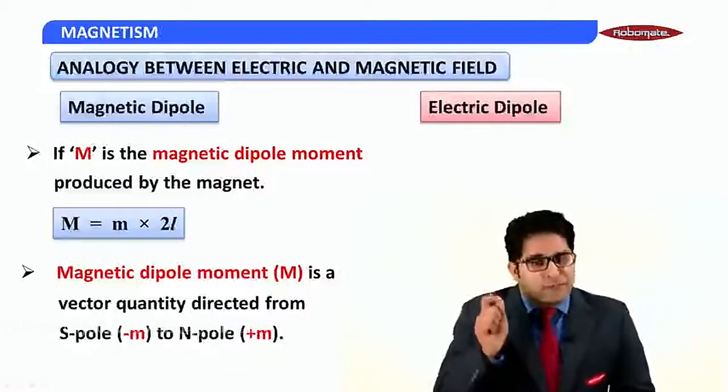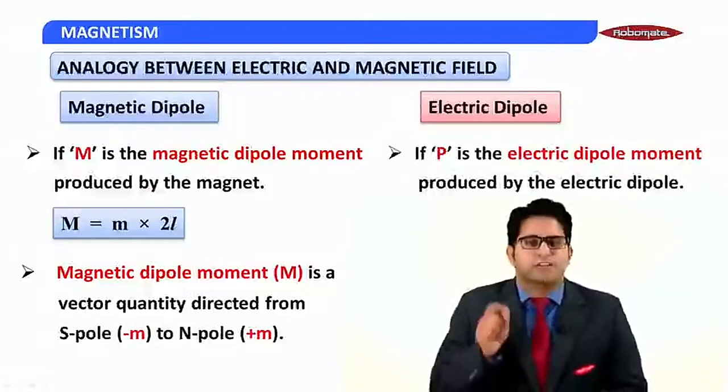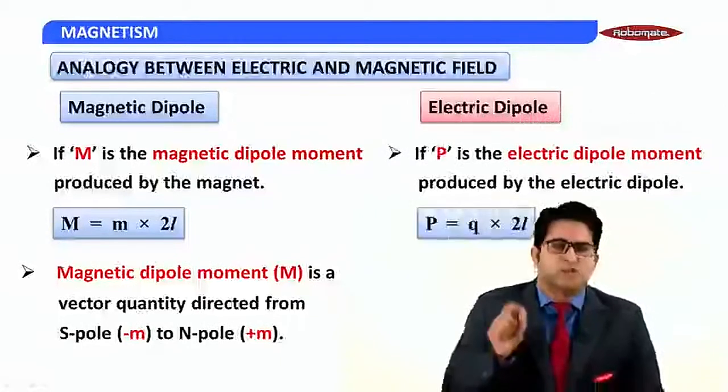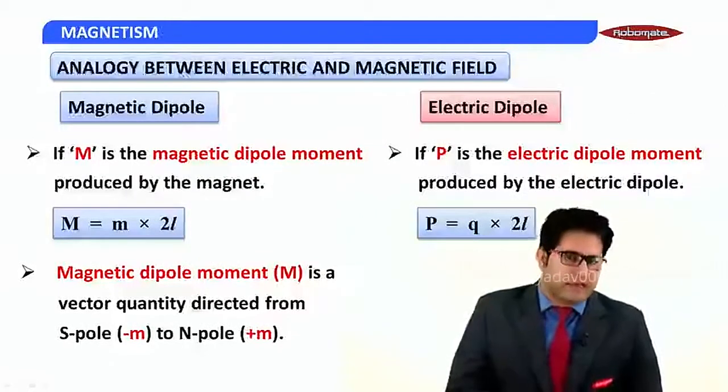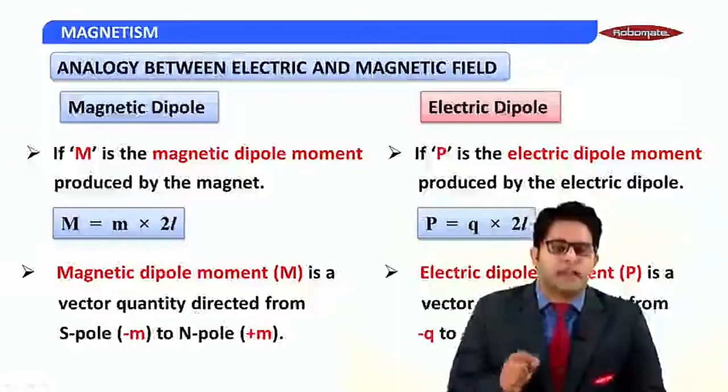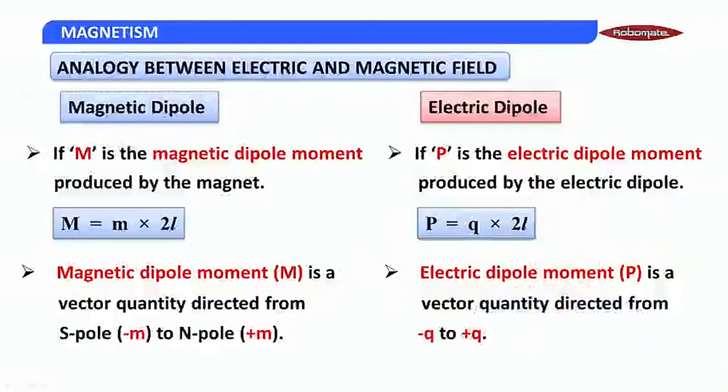Let's say P is the electric dipole moment produced by the electric dipole. Then the electric dipole moment is given by small q into 2L. Again, this quantity is also a vector quantity, and it is always directed from the negative charge of the dipole to the positive charge of the dipole. So for the magnetic dipole it is small m into 2L, and for the electric dipole it is small q into 2L, and both are vector quantities directed from the negative pole towards the positive pole. Now let us move further.